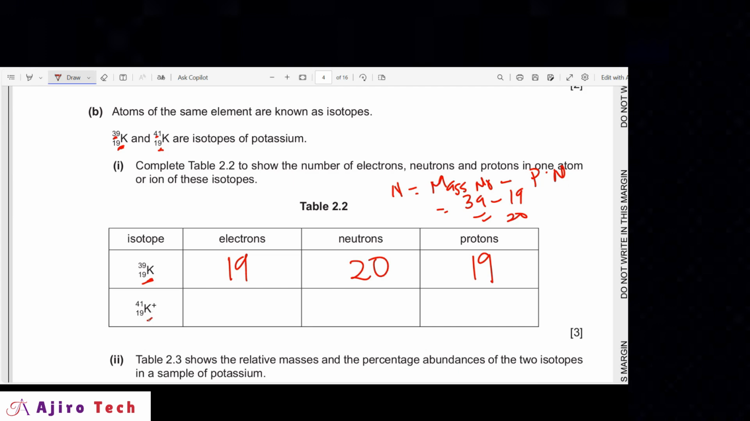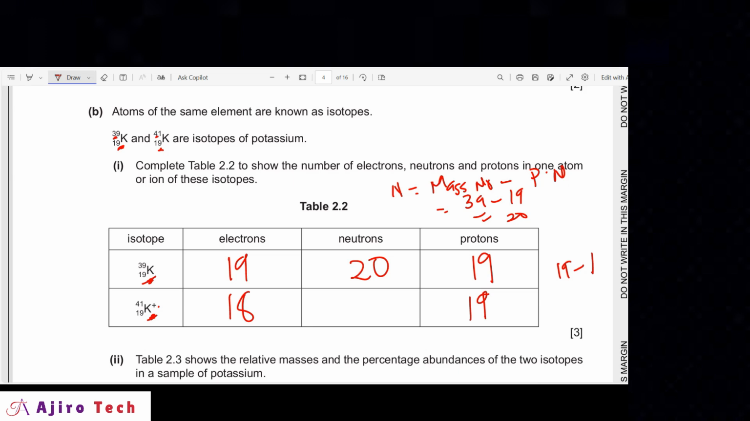All right, so we go to the next one. This is different from this. This is charged this time. So this is more of a cation, while this was a neutral atom. In this case, the number of protons stays the same at 19, but the number of electrons is going to change, because for the fact that it is charged, it means it has given out an electron. So it becomes the number of protons minus the charge on it. Since it is positive, it means it has donated, so we have to subtract. How many of it do we have? Just one. So it becomes 19 minus 1, and the number of electrons is 18. That is how to do that.